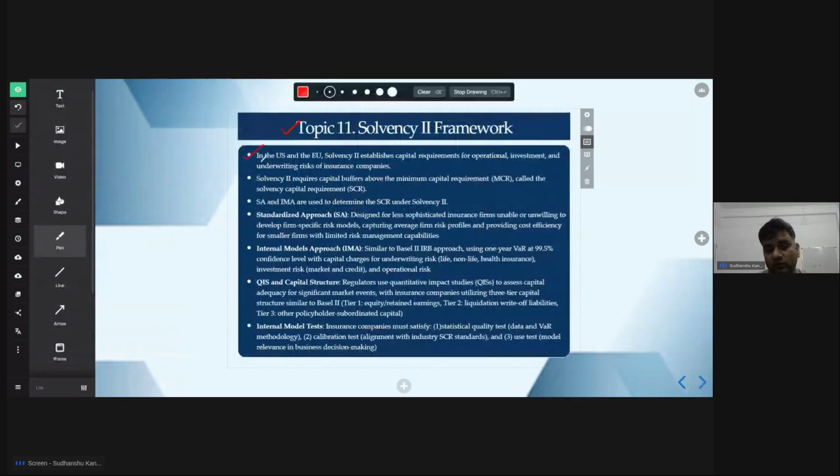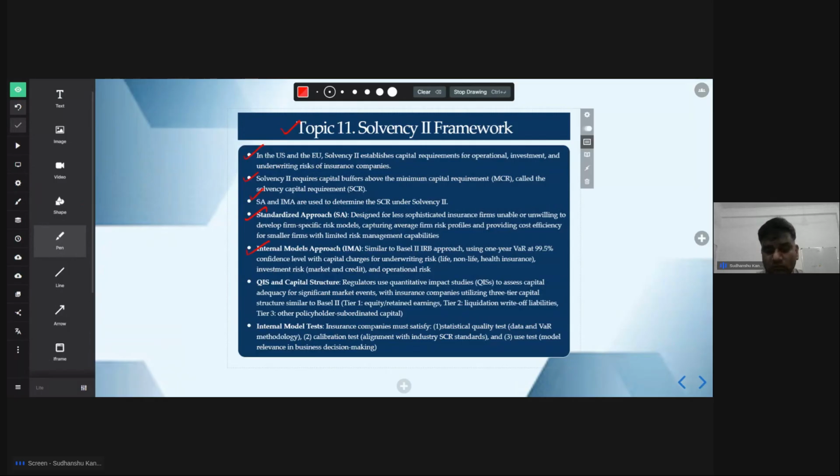Solvency II governs insurance companies, not banks. It covers operational risk, investment, market and credit risk, and underwriting risk: life, non-life, and health. There's a capital structure here with 2 capital thresholds. One is the MCR, the minimum capital requirement, which is the absolute floor. The other is the SCR, the solvency capital requirement, which is the total capital. SCR sits above MCR. For SCR, there is a standardized approach designed for insurers without advanced modeling capabilities, which uses standardized risk factors, and is cost efficient and conservative.